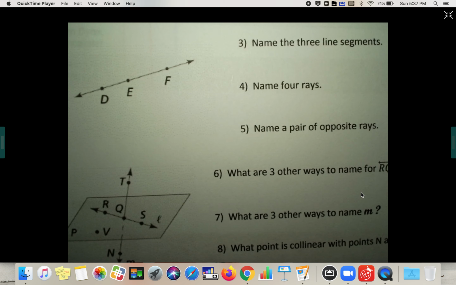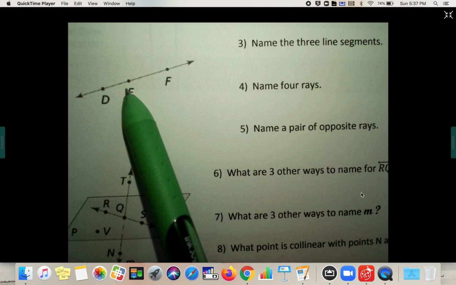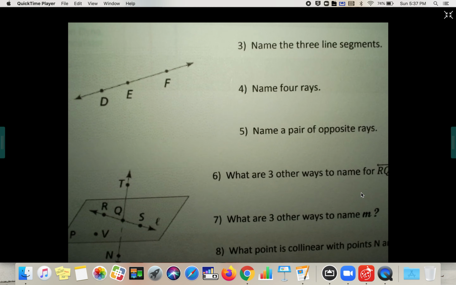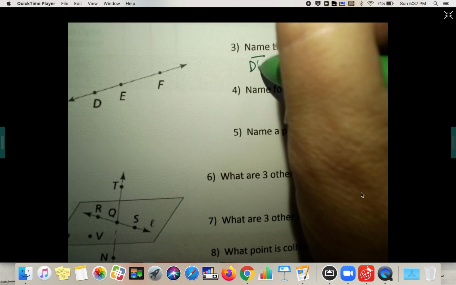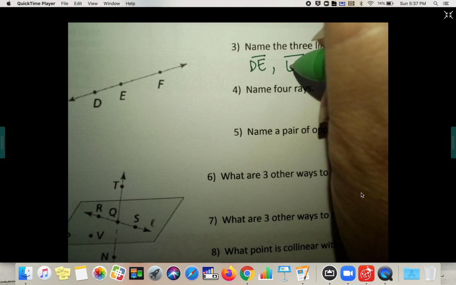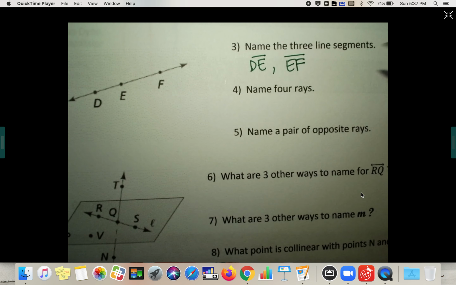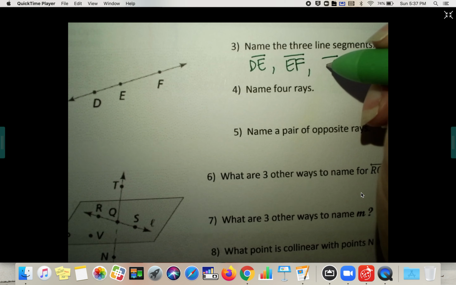Name 3 line segments. So, I mean, really, you could just pick whichever chunk of this you want. So let's just start with this first little chunk in here, DE. So since it's a line segment, it's just a bar above it, and I'm going to put DE. Another one is from E to F. So you could call that segment EF. And then the last one is if you went from the beginning to the end, so segment DF.